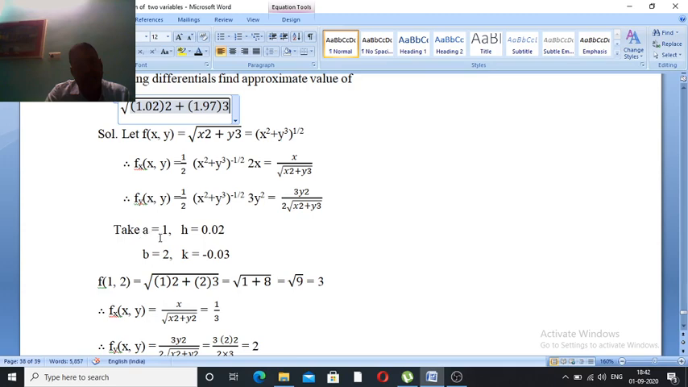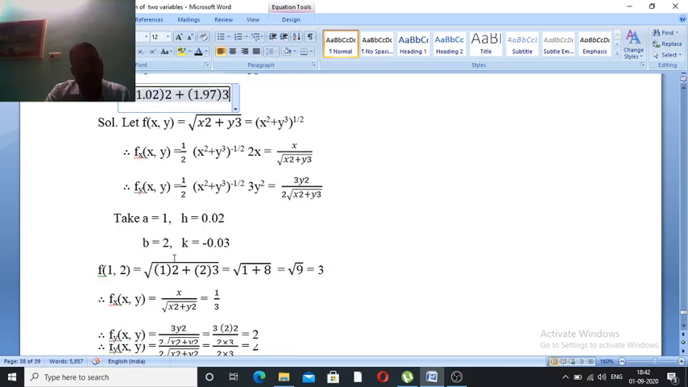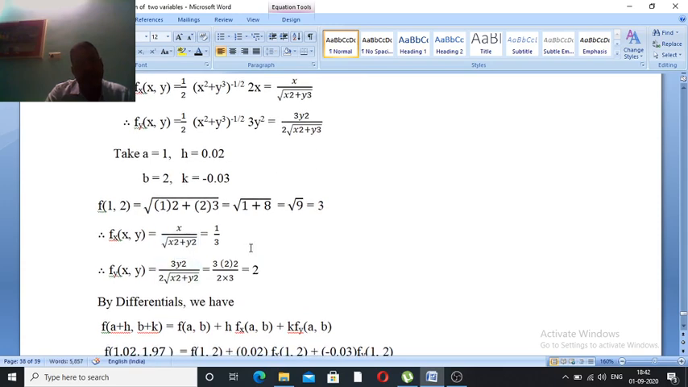Take a is equal to 1, h is equal to 0.02, b is equal to 2, k is equal to minus 0.03. f(1,2) is equal to under root of 1 square plus 2 cube. 1 square is 1, 2 cube is 8, so 1 plus 8 is under root of 9, that is 3.